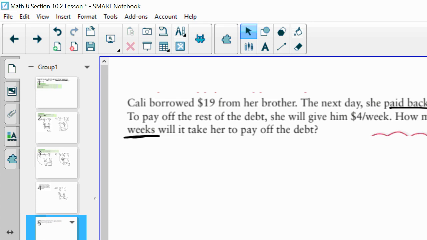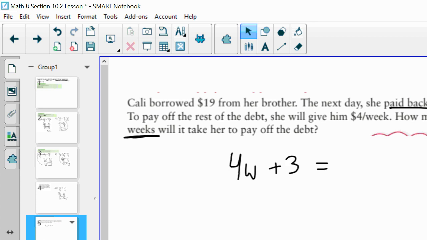Now I need to solve for W to know how many weeks it takes for her to pay it all back. So it would be subtracting 3. Those cancel out. On the left, I'm left with 4W. On the right, 19 minus 3 is 16. There we go. 4W, divide by 4. Since W is being multiplied by 4, those cancel out. I divide 16 by 4 as well. Do the same thing on each side. And W is equal to 16 divided by 4, which is 4. So we're saying it would take her 4 weeks to pay back the $19.